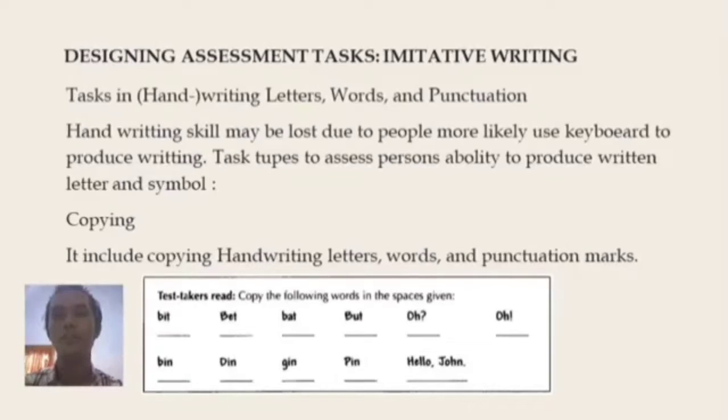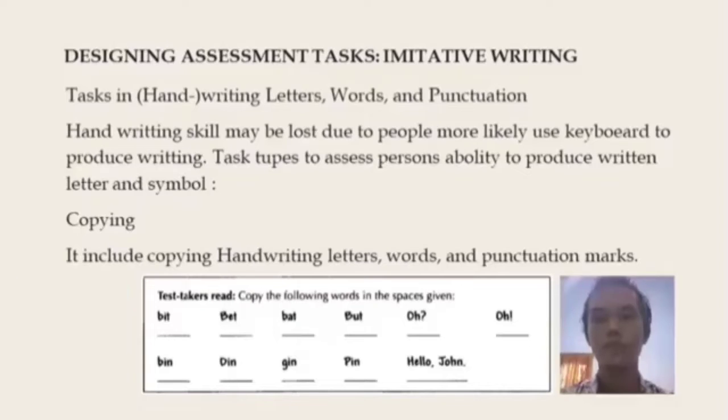A limited variety of task types are commonly used to assess a person's ability to produce written letters and symbols. A few of the more common types are described here. First type of task is copying. There is nothing innovative or modern about directing a test taker to copy letters or words. The test taker will see something like the picture above.